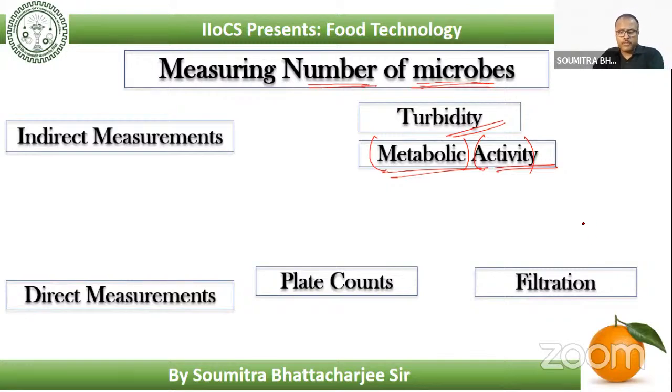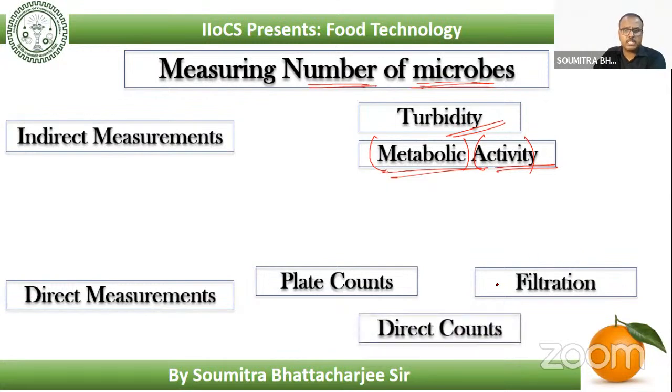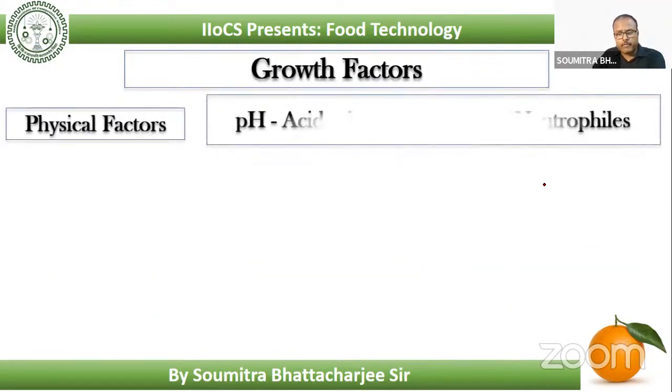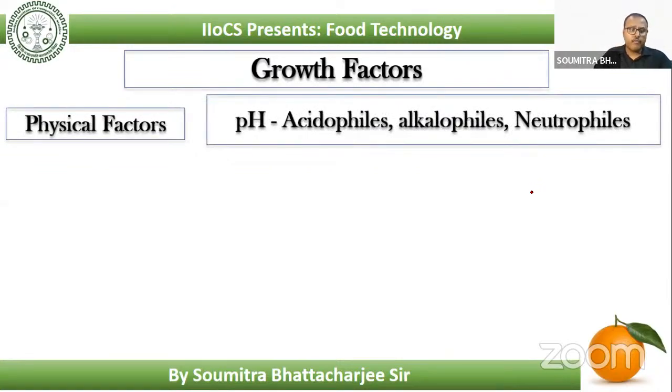Okay. So in this case, if I'm talking about the direct count, direct count means we are directly counting the organism, directly counting the cell. When we are directly counting the cell, automatically we can say that direct measurement can be done over here. Okay. So growth factors: when we are cultivating a particular microbe, there are always growth factors which remain present.